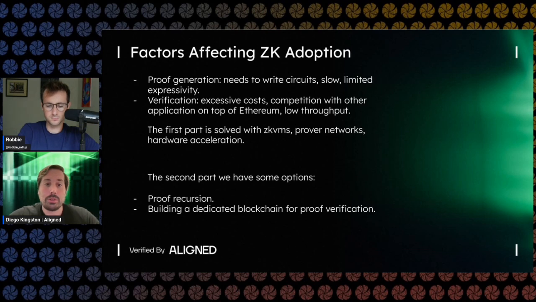Okay, so if we want ZK to be used on a massive scale, then we have to solve these two problems. The first one, I think, is solved with ZKVMs, prover networks, and hardware acceleration. The idea is that right now you can write code normally, for example in Rust, feed it to some of these VMs, and the VMs handle all the problem of proof generation. They are getting better and better.